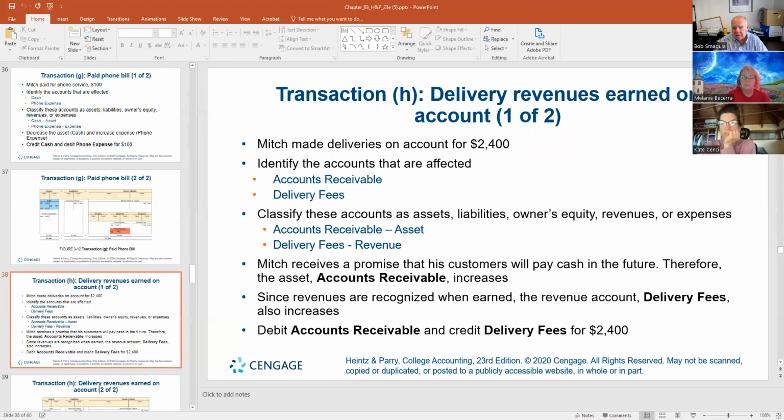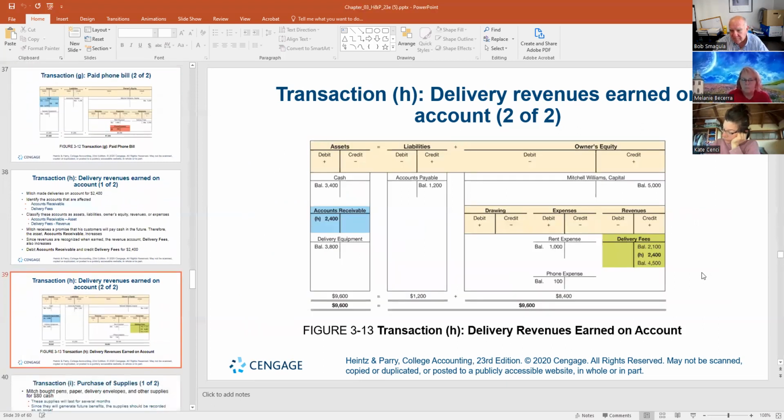Delivery revenues earned on account. Here, he delivered his pizzas, but our customers aren't going to pay us for a while. They're going to pay us in 30 days. So what asset goes up? Not cash. Accounts receivable goes up with a debit. We're going to debit accounts receivable to increase it, and we're crediting delivery fees to increase the revenues. And here you see the 2,400 coming there. And now we have accounts receivable. That's money we're going to collect in the future.